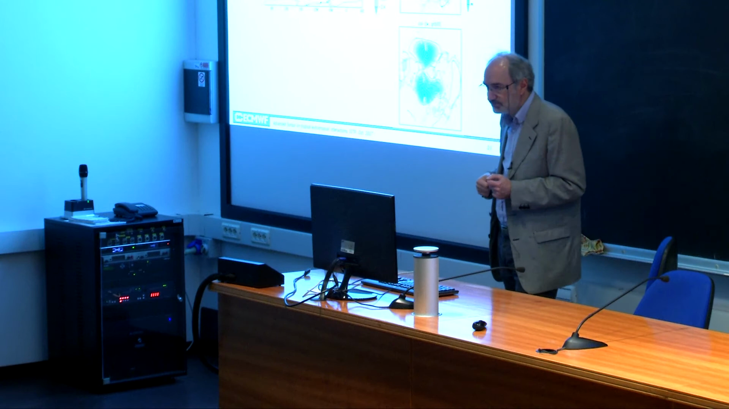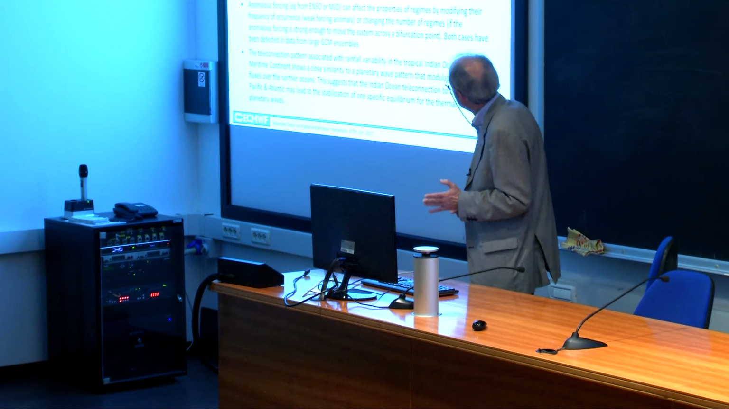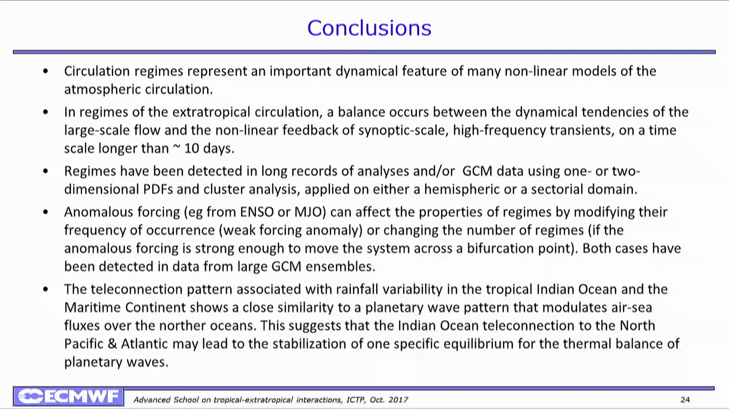So we can come to the conclusion. What we have seen is that circulation regimes represent an important dynamical feature of many nonlinear models of the atmospheric circulation. For regimes in the extratropical circulation, a balance occurs between the dynamical tendencies of the large-scale flow and the nonlinear feedback from high-frequency baroclinic waves. And that comes if you average on a time scale longer than about 10 days.